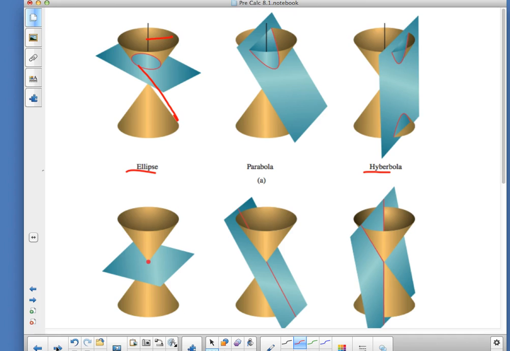A parabola is made when the plane that cuts it is actually parallel to the side of the other cone, so it doesn't cut into the other cone. A hyperbola will cut into the cone, so the plane that makes it is parallel with the axis. And if I have a cone that goes through that fixed point that makes the two cones, it's just going to be a point as we go through.